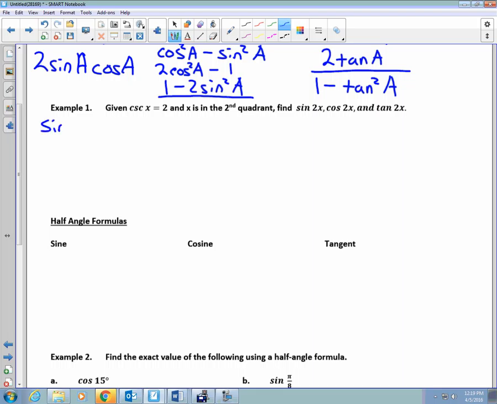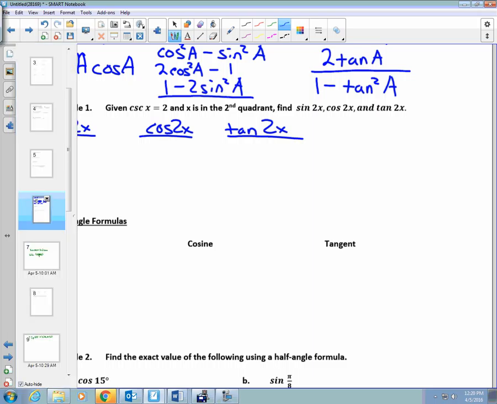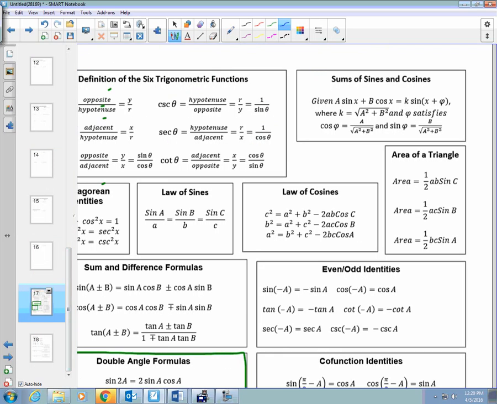So I'm going to write sine of the double angle, cosine of the double angle, and tangent of the double angle. And I'm going to start with the very first one. On the test, when you see sine of 2x, cosine of 2x, and tangent of 2x, I won't say use your double angle formula. A light bulb needs to go off in your brain to say, oh, it's double an angle. Therefore, I'm going to turn to my very helpful sheet that Mr. Gentz put together for me.